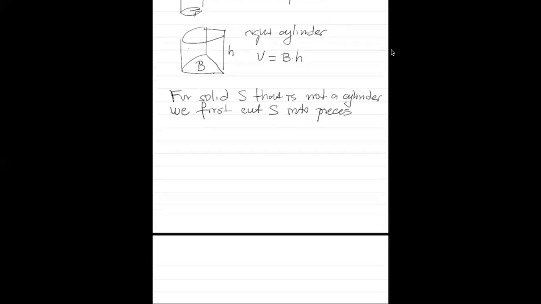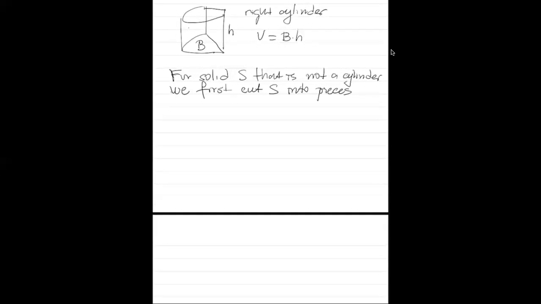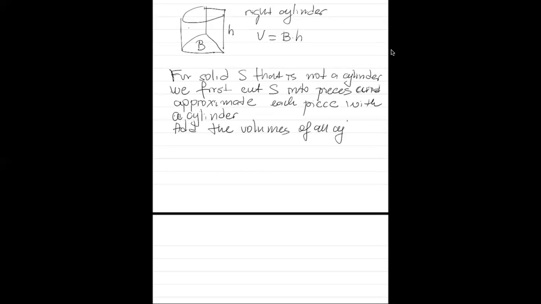Think about a loaf of bread, and you put it on a counter and start cutting slices of bread. So we're going to cut S into pieces and approximate each piece. Think of each slice of bread as a cylinder. Each slice of bread is not a perfect cylinder; we're approximating it with a cylinder. Then we're going to add the volumes of all the cylinders and take the limit of the sum.